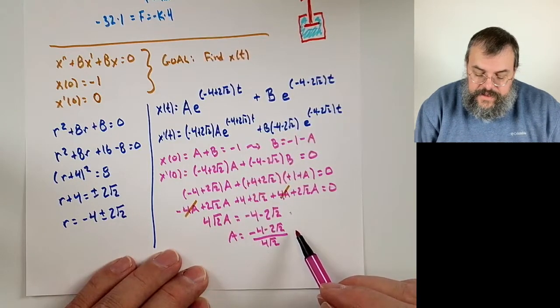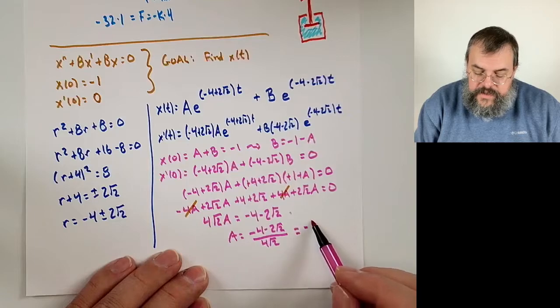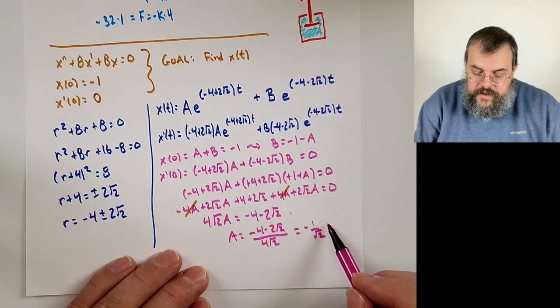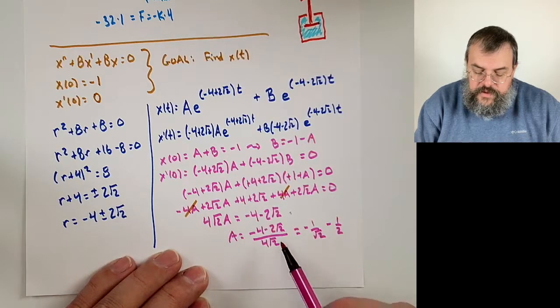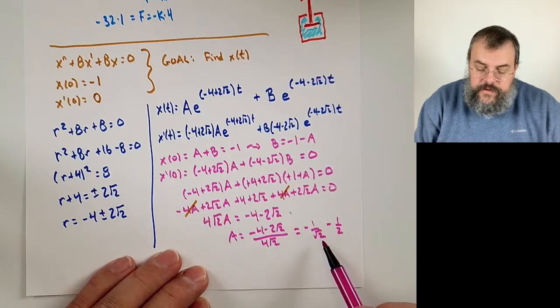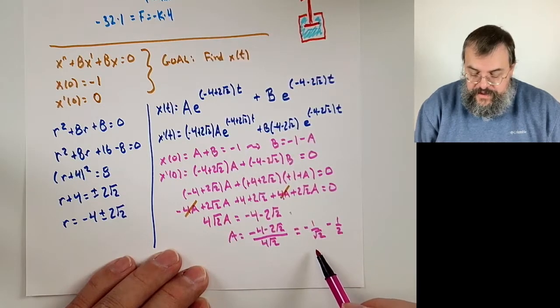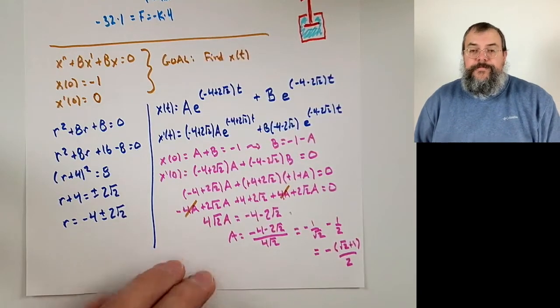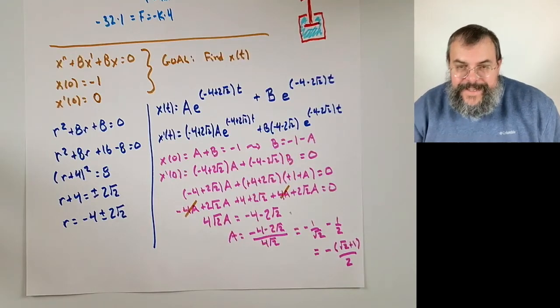So notice this is minus 1 over root 2. And here you'll get minus 1 over 2, right? Because the second term cancels. Now, minus 1 over 2, that's the same as root 2 over 2. So this is the same as minus root 2 plus 1 over 2. All right, so that's A.